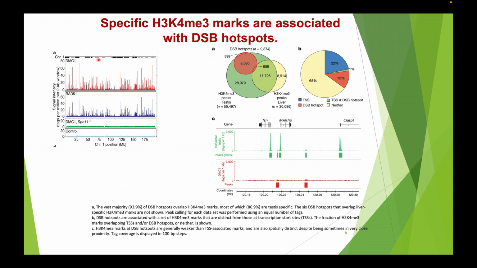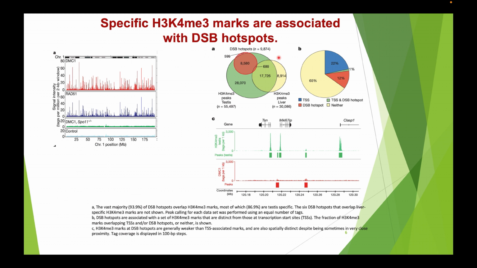Like here in the left panel of the slide, chromosome 1 is on the top and its coordinates are on the bottom, and there are spikes of DMC1 and RAD51 proteins. These are the recruitment or enrichment after ChIP, and they can easily be viewed at various scales on these coordinates. The higher the spikes, the stronger the hotspot.